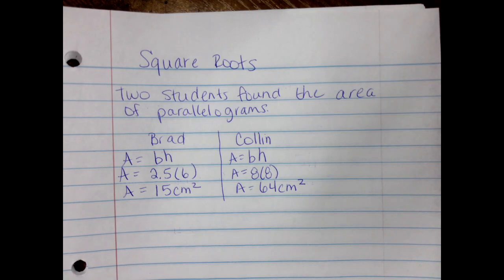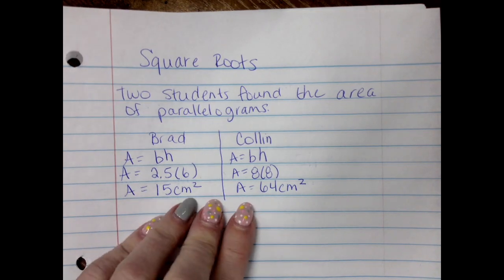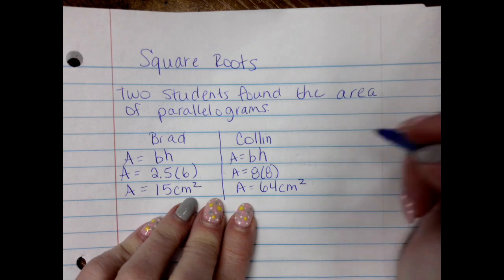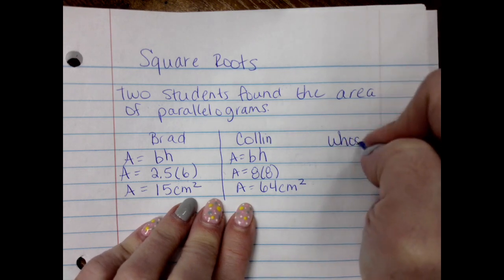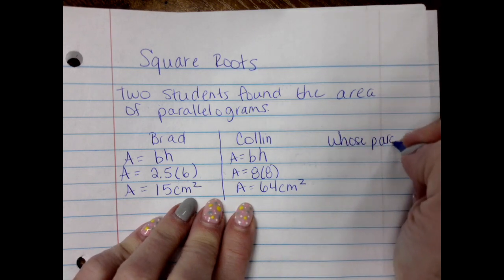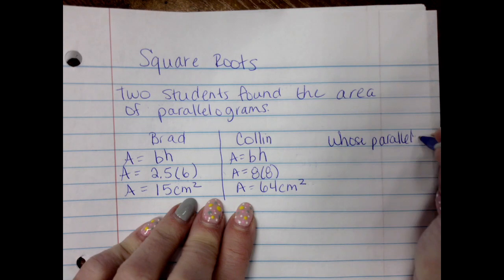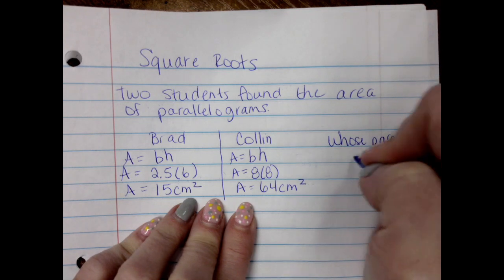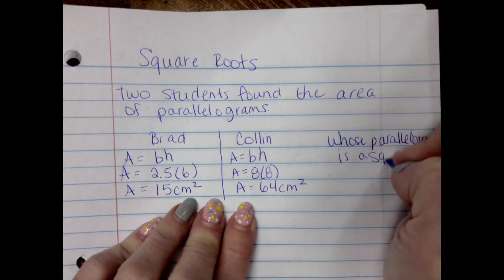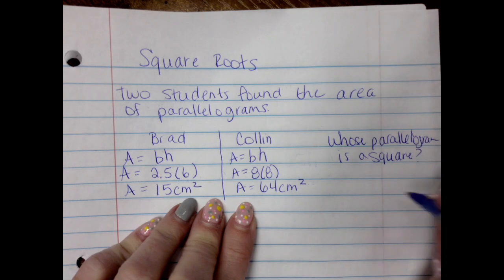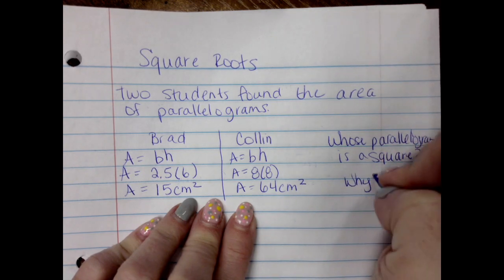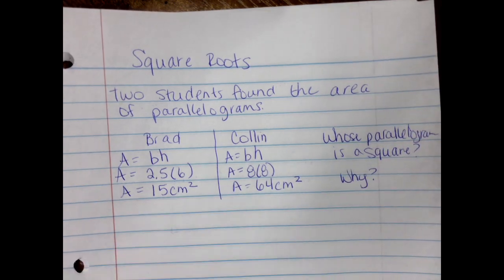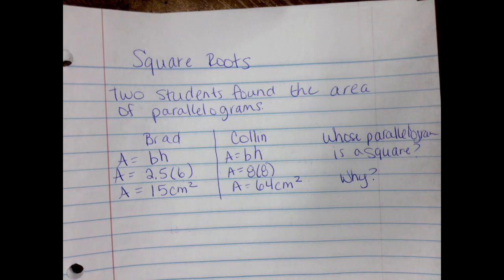So here's my question to you guys. Out of these two parallelograms, one of those is a square. So I want to know whose parallelogram, back and right, is a square, and why do you think that? So pause this video, have a little discussion, and which one do you think is a square and why?